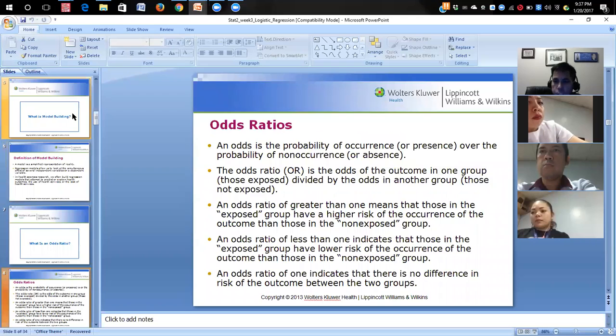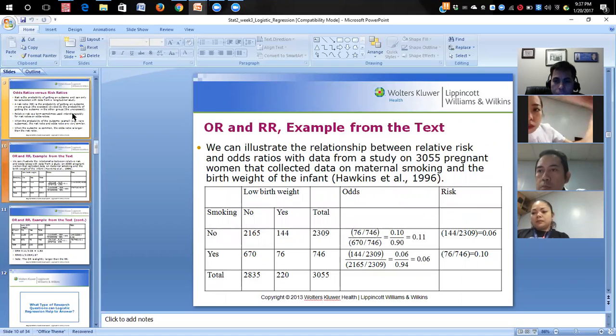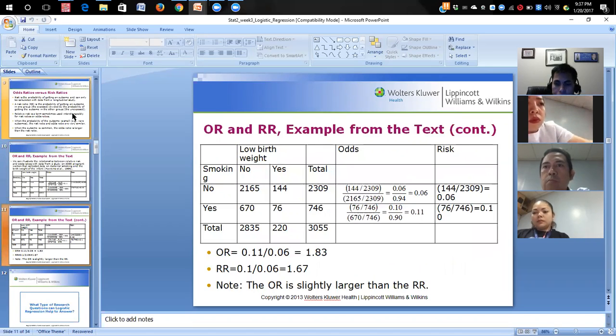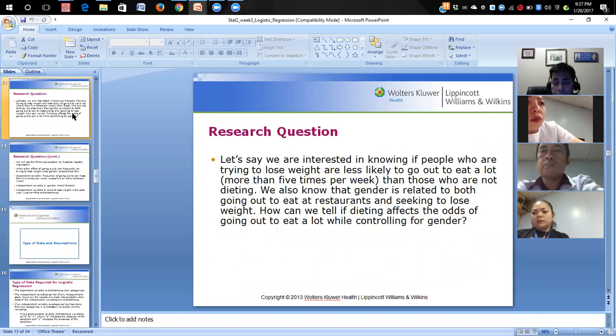So an odds ratio, I'm not going to belabor this one because we already covered this in Statistics 1. That's why it's so important that when we go to logistic regression, we understand odds ratio and risk ratios, because these are the fundamental values being used in the logistic regression algorithm. I'm not going to go through all the math here, because these are just an illustration of what odds ratio is all about.